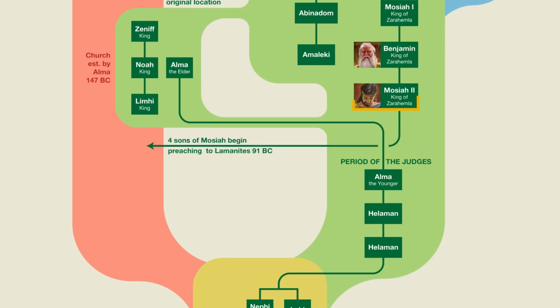Mosiah II has 4 sons, but none of them wanted to be king. Instead, they decide to dedicate their lives to missionary work among the Lamanites. Thus, a period begins where the Nephites are ruled by judges, starting with Alma the Younger. At this point, it is Alma's line that takes over the role of record keeper.